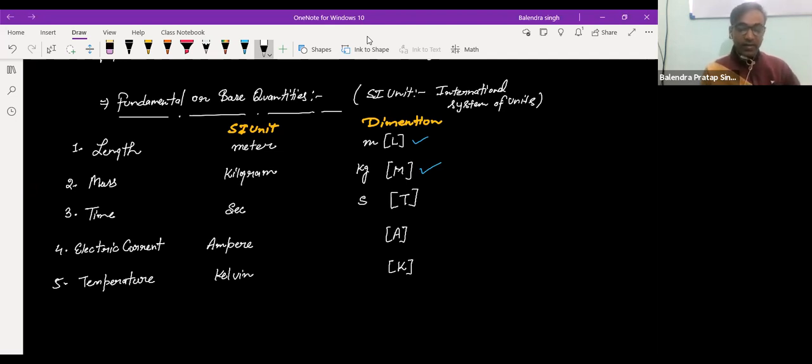Okay, and the next one, the 6th, is amount of substance. If you take any amount, its SI unit is mole, and the dimensional representation is again mole, MOL.